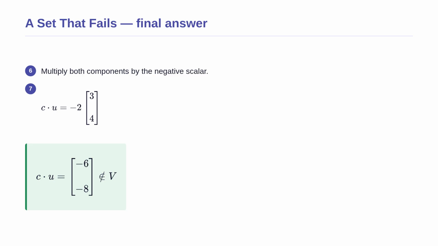Now we perform the scalar multiplication. We multiply both the top number and the bottom number of our vector by the negative scalar, -2. The resulting vector has a horizontal component of -6 and a vertical component of -8. This new vector points down and to the left. It has completely escaped the allowed top right region and landed in the bottom left quarter of the graph. Because multiplying by a negative number forced the vector outside the allowed collection, the set is not closed. This single violation invalidates its vector space status entirely.